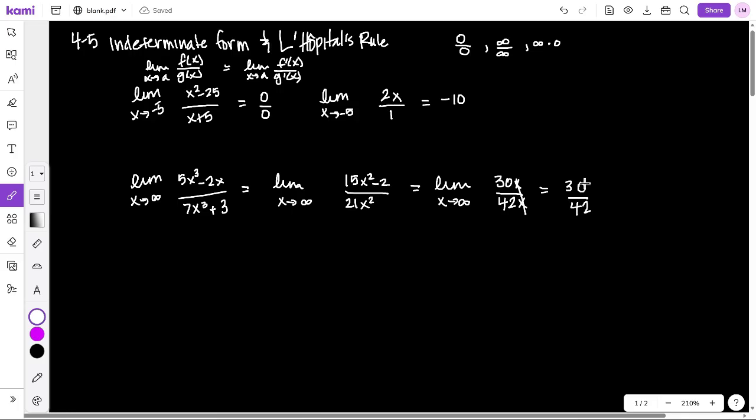And I can reduce top and bottom by 6. And so I end up with 5/7, which we know is our horizontal asymptote if we're going to be graphing this. All right, so some things to watch out for.